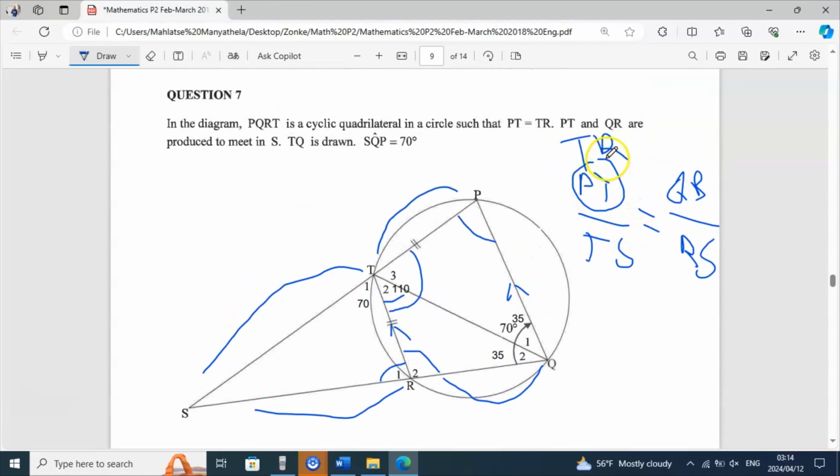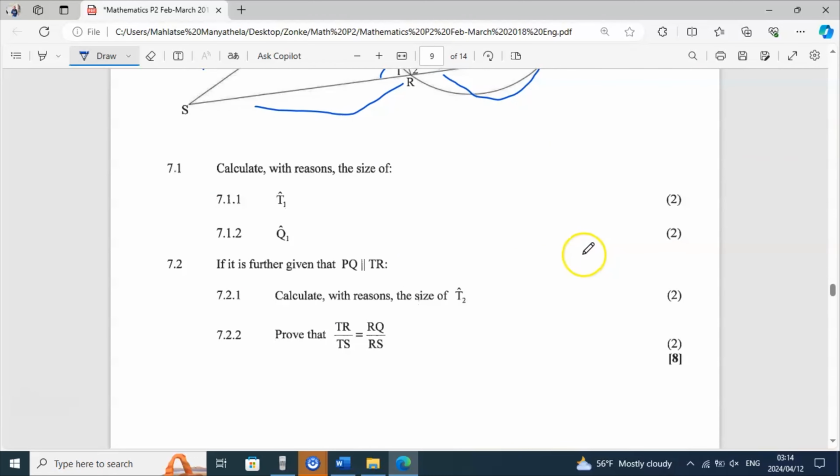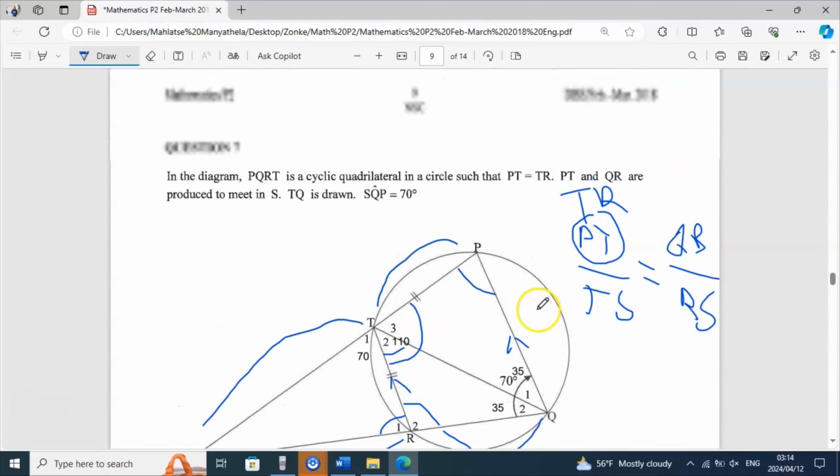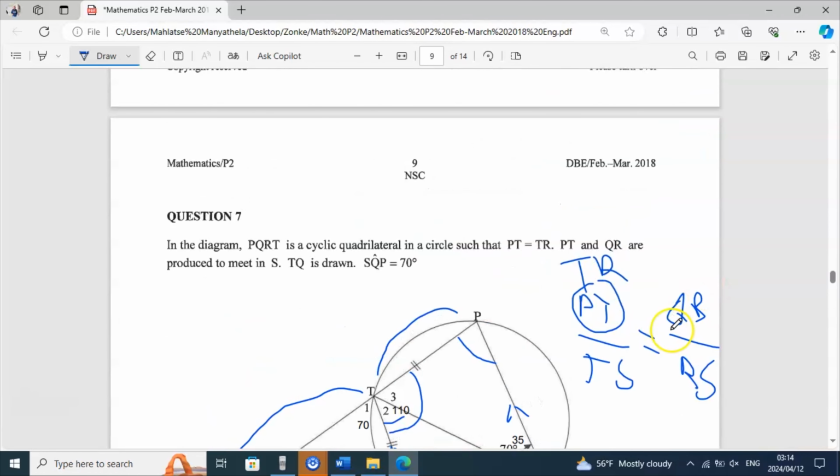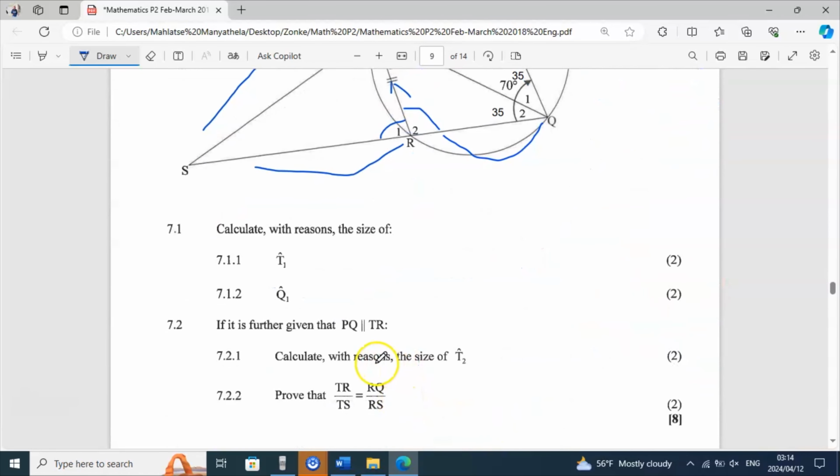You'll have TR over TS equal to QR over RS. Remember that QR is the same thing as RQ. That's how you can answer Euclidean geometric problems. Read the statement, try to fill in the diagram using the statement that you are given. Then after, check the questions.